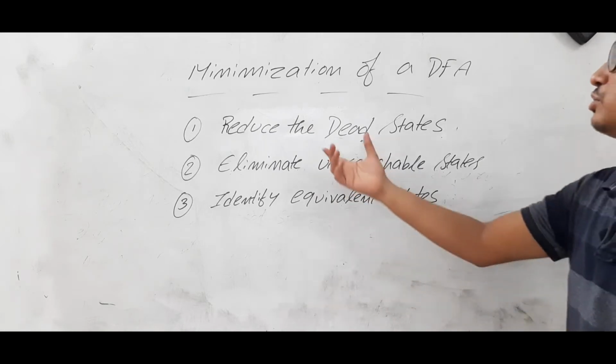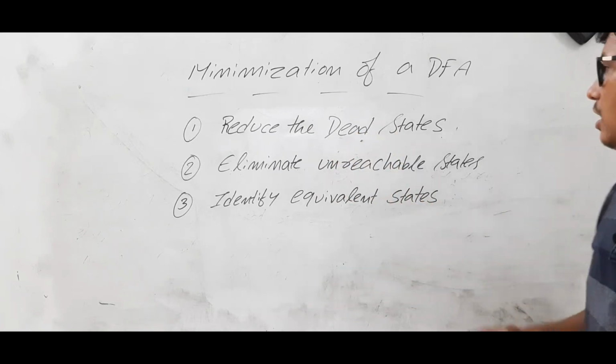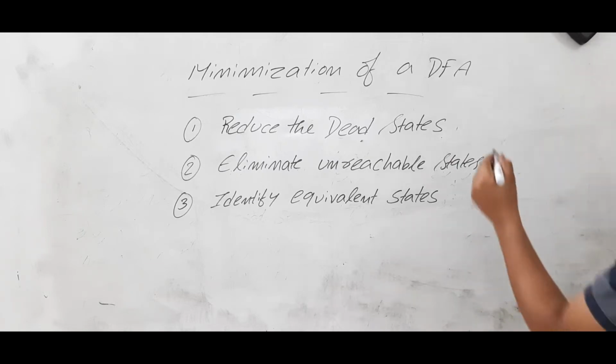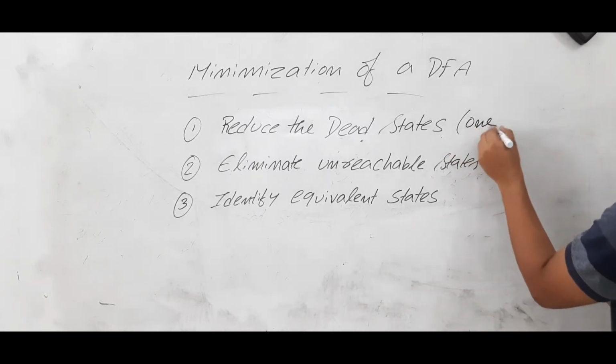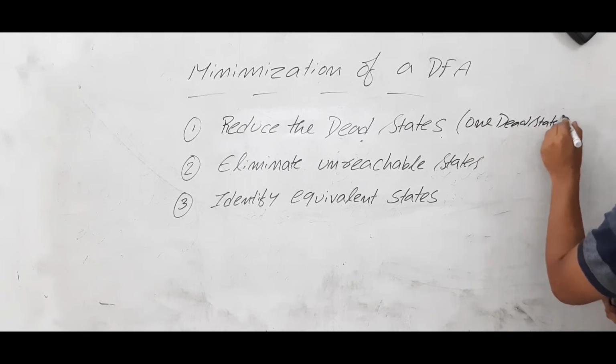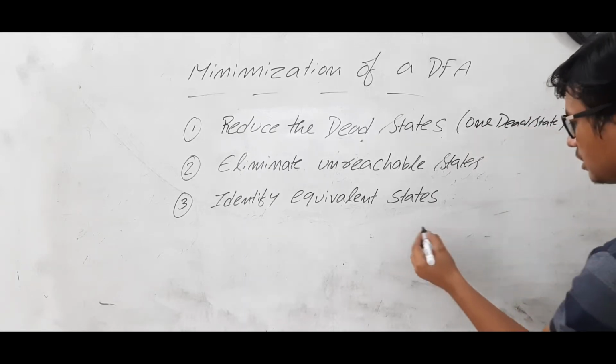Now let me read the procedure for how we will do the minimization. First we will reduce the number of dead states, or ideally you should make it into one dead state. Now can you tell me what is meant by a dead state? Till now we have discussed so many examples.